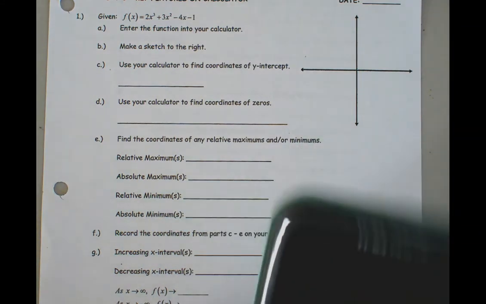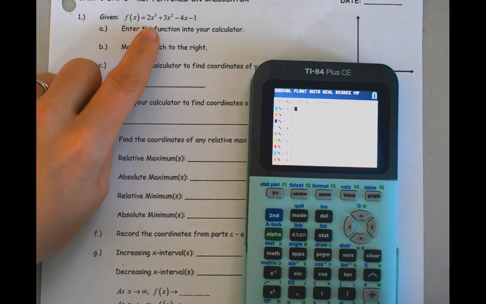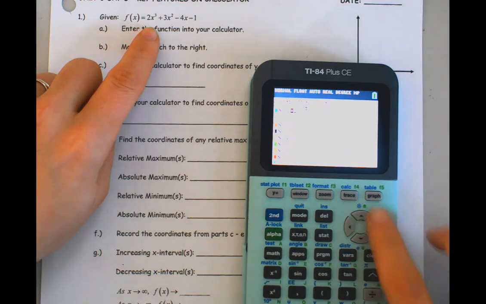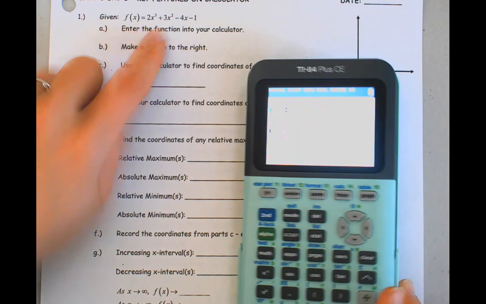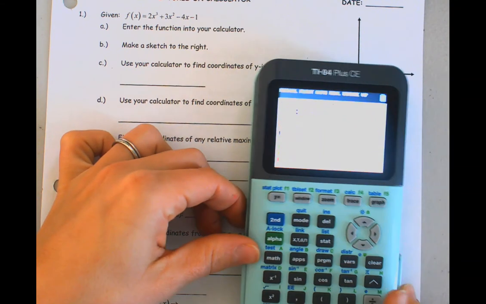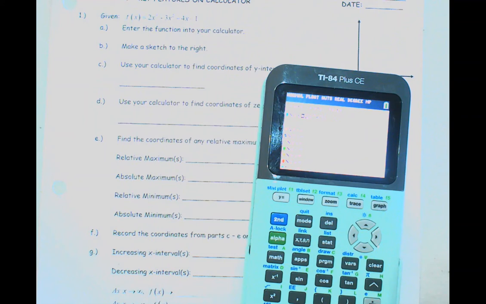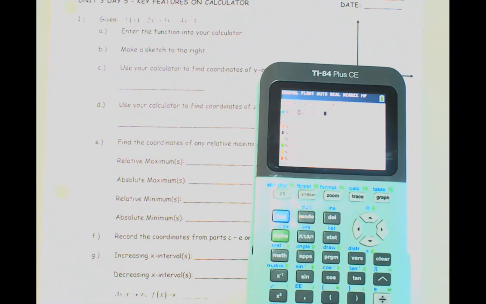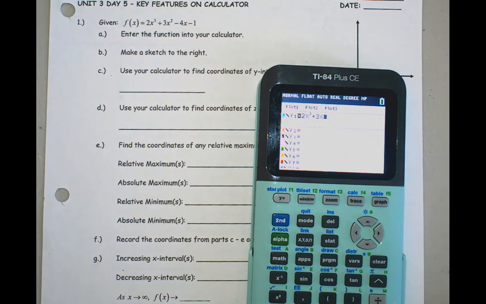So if I go to my calculator, I want to graph the function 2x cubed plus 3x squared. And anytime I want to make, oh, this is kind of hard for you to read. Let me see if I can figure out the right angle for this. Okay, that looks a little bit better.